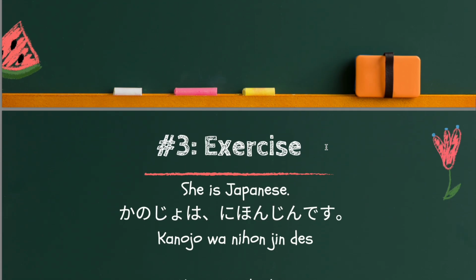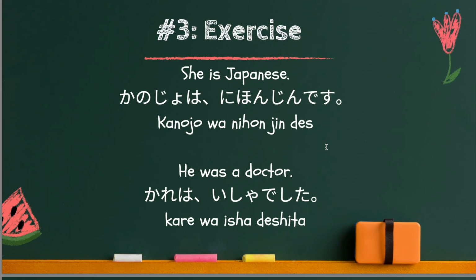Now, I have two sentences here. She is Japanese and he was a doctor. I'd like you to change those two sentences into a question sentence. Like, is she Japanese? And was he a doctor? So stop the video, take your time, and when you are ready, restart the video. Now the answers.